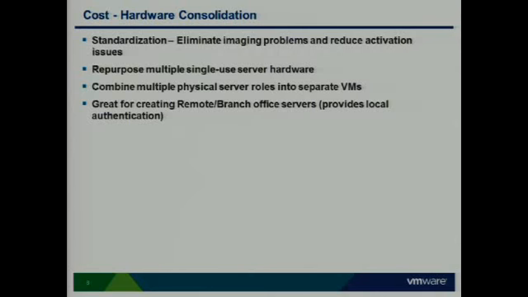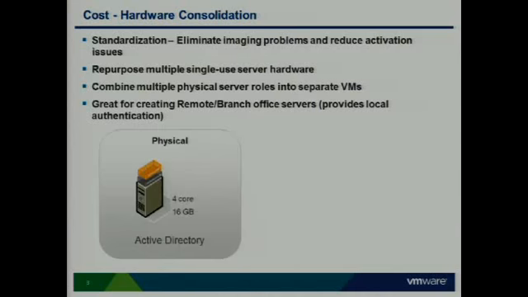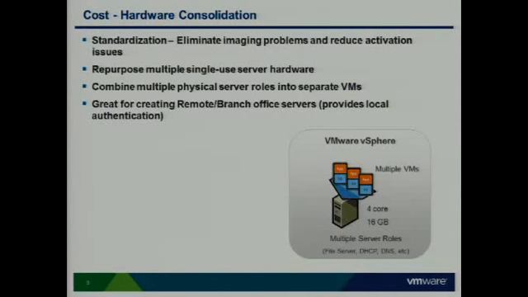Remote offices, it becomes very nice if you have a virtual domain controller sitting out at a remote branch or something for authentication purposes. And of course, we can migrate the physical hardware. You've got a 4-core, 16-gig physical box running AD. We repurpose that AD domain controller into a virtual machine and run a whole bunch more virtual machines on it. We've repurposed the physical box for that type of environment.